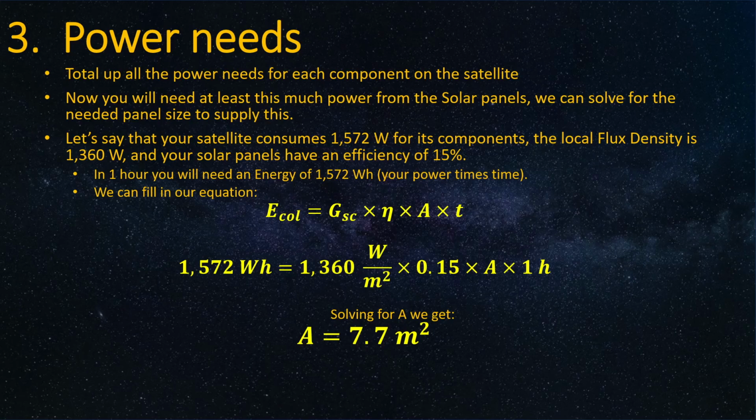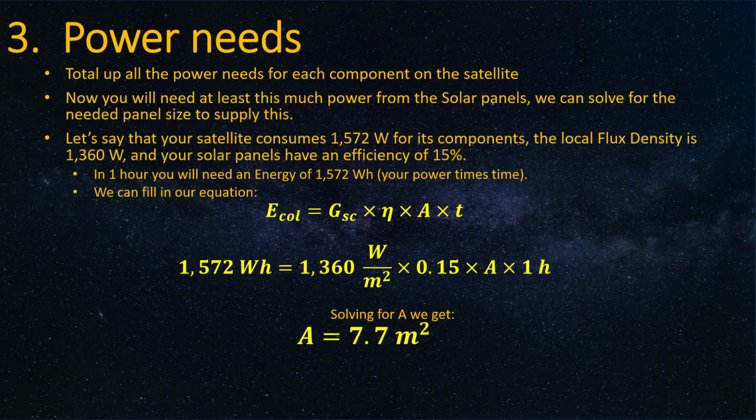Let's say that you are consuming 1,572 watts for your satellite and it's doing that the entire time that it's on, which is basically forever, at least for our scenarios. We're planning for the long term on this. Let's say the local flux density is 1,360 watts per square meter. That's supposed to say watts per square meter, so I made a mistake on that, sorry. But basically, we're going to say that it's in orbit of Earth. And your solar panels have an efficiency of 15%. In other words, 0.15 will be the number for eta. In 1 hour, you will need an energy of 1,572 watt-hours, your power times time.